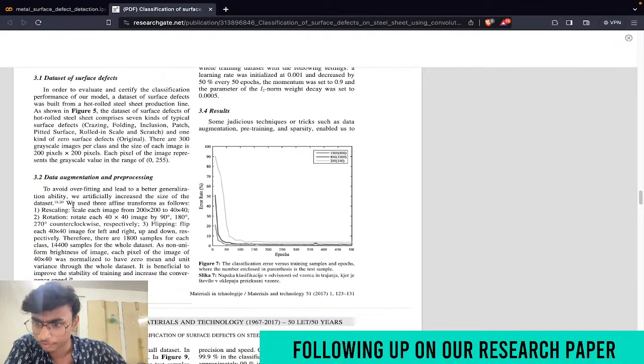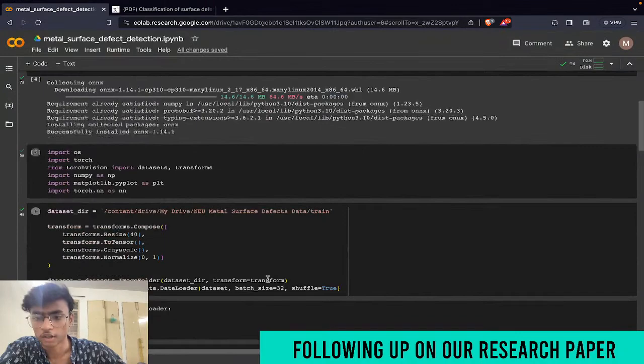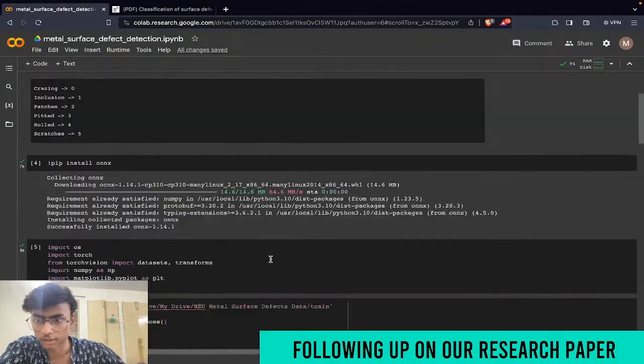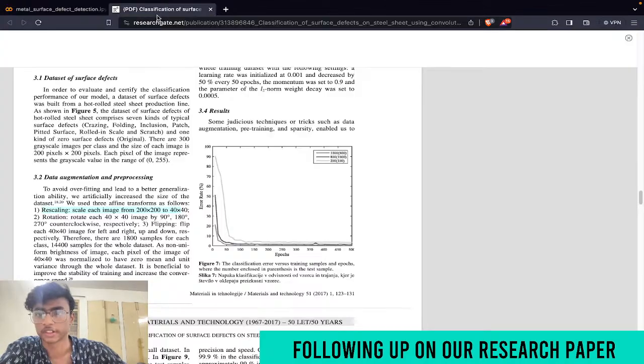So, okay, let's see the data augmentation techniques. For better generalization, we artificially increase the size of the data. We use 3 affine transformations. So this we have already done. When we were importing the images, we already converted them to 40x40. There must be the code for it. Yeah, as you can see, we resized them to 40, so that is already done. After that, we have rotated each image by 90, 180, and 270 degrees counterclockwise respectively.